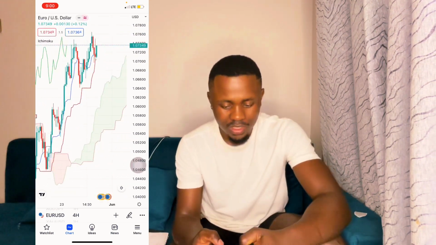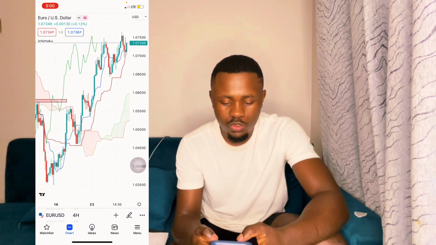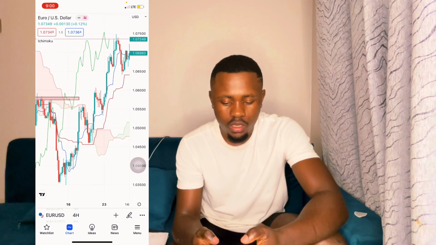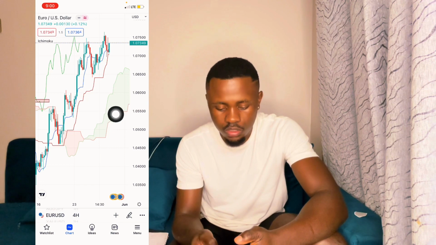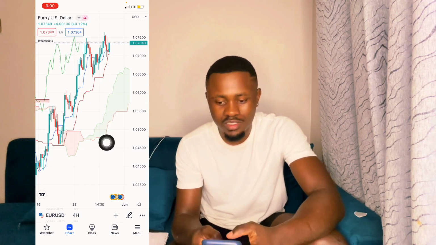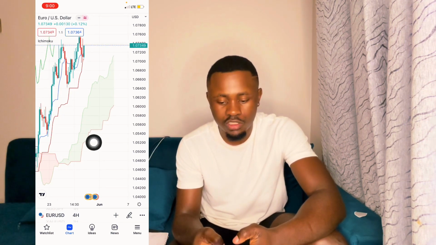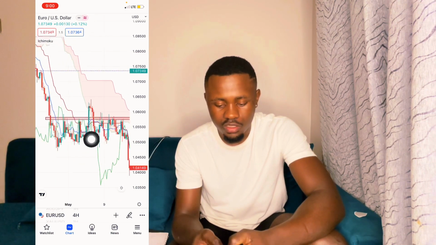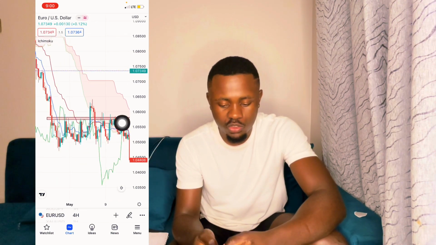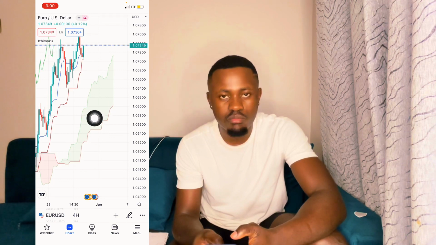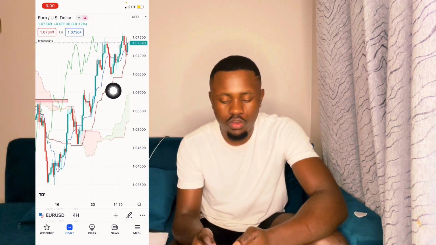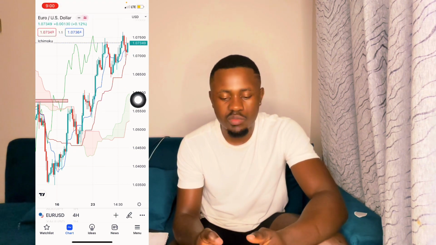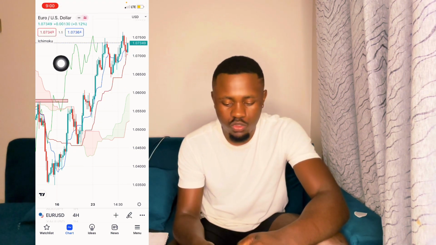The Ichimoku cloud is very easy to use because it shows us just like the moving average, it even has a moving average in it. You can see the cloud, it just looks like a cloud. The red part is mostly the selling zone, and the green part is mostly the buying zone. You can also see here we have the red and blue line, this is my moving average. Then we have also this line here.